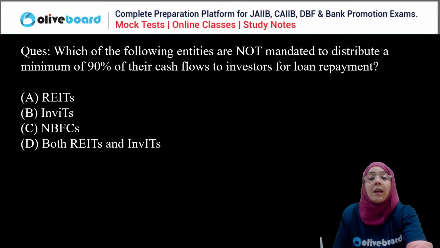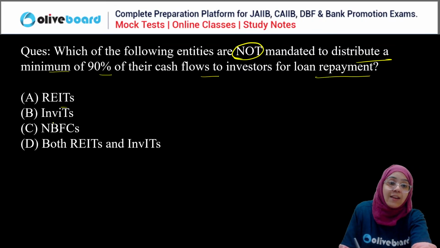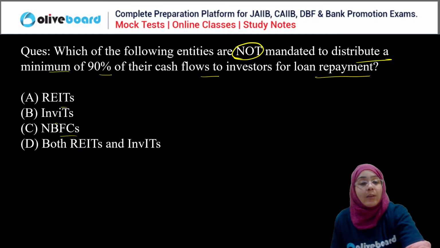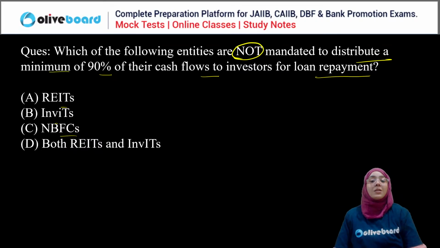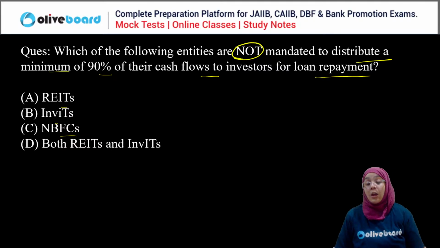Good. Now, next question. Which of the following entities are not mandated to distribute a minimum of 90% of their cash flows to investors for loan repayment? REITs, InvITs, NBFCs, or both REITs and InvITs. So the correct answer for this question is what? Everyone, please answer this question.